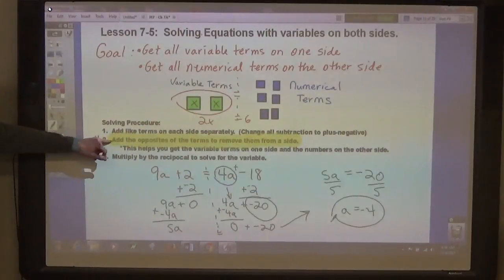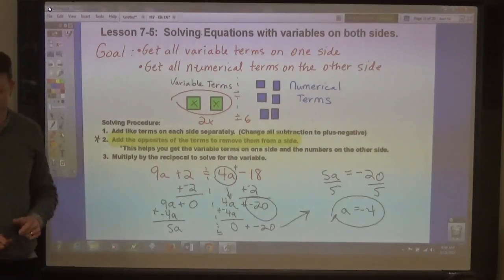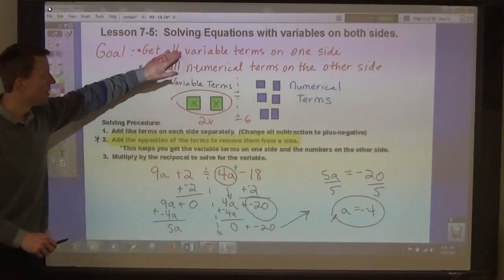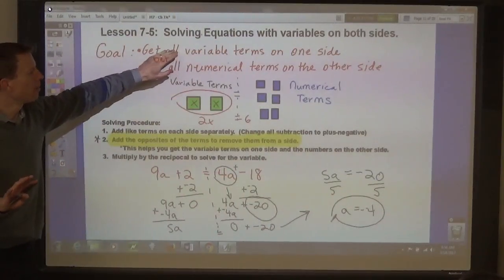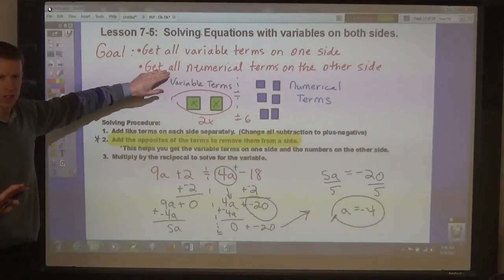So by adding the opposites of the terms, we remove the ones that we can't work with, so that we can get the variable terms on one side and the number terms on the other side, and then we can solve it.